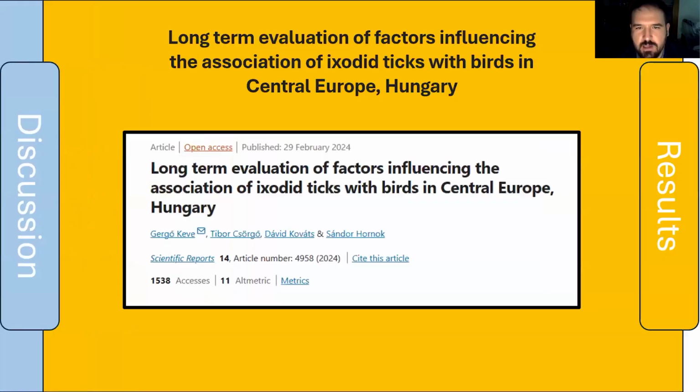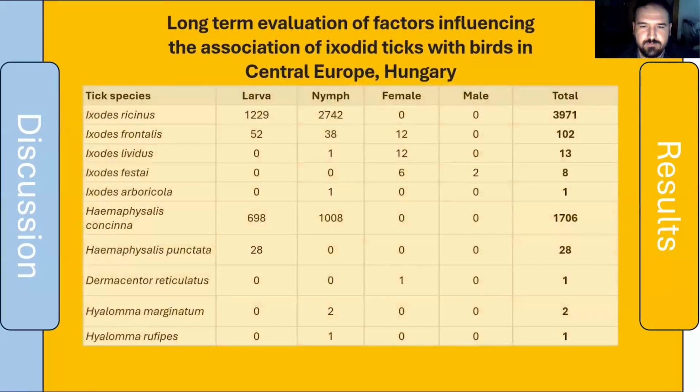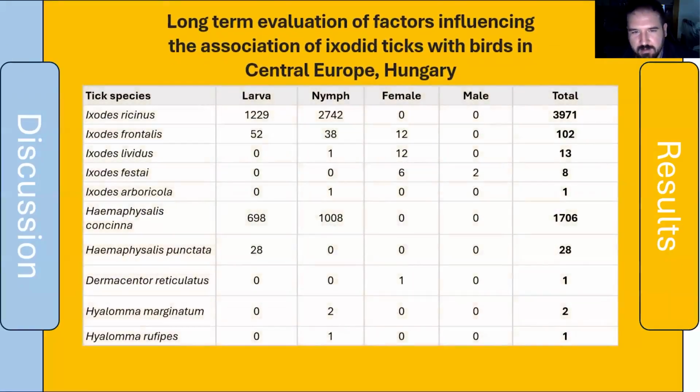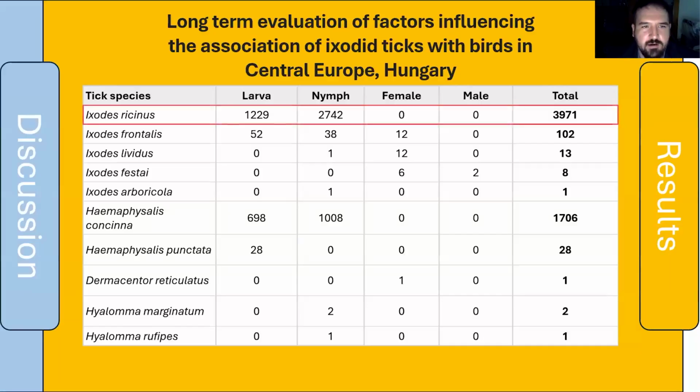As for the results, I wanted to speak about 2 manuscripts of ours that are already published. The first one is published in Scientific Reports. It is about the long-term, temporal evaluation of tick distribution in Hungary. It is based on an 8-year study conducted in central Hungary, in Óca. During this study, we collected 10 different species of ticks from multiple birds. As you see here, Ixodes ricinus predominated in our sample collection.